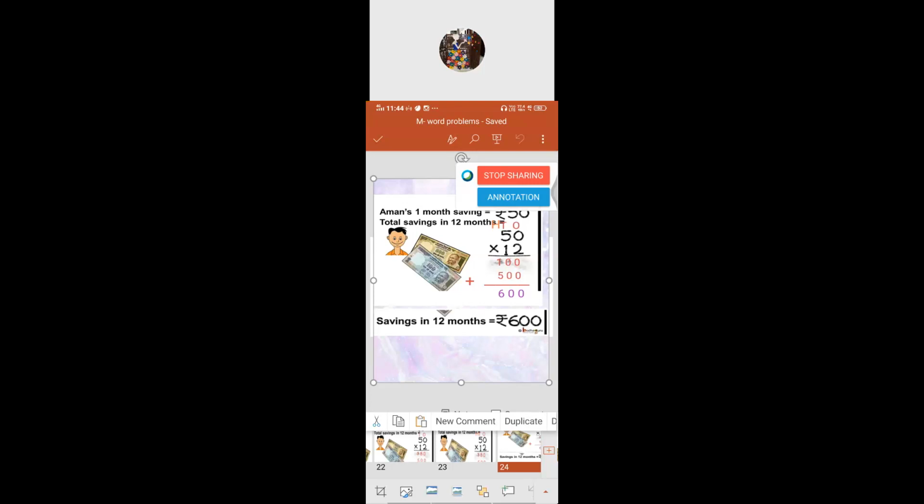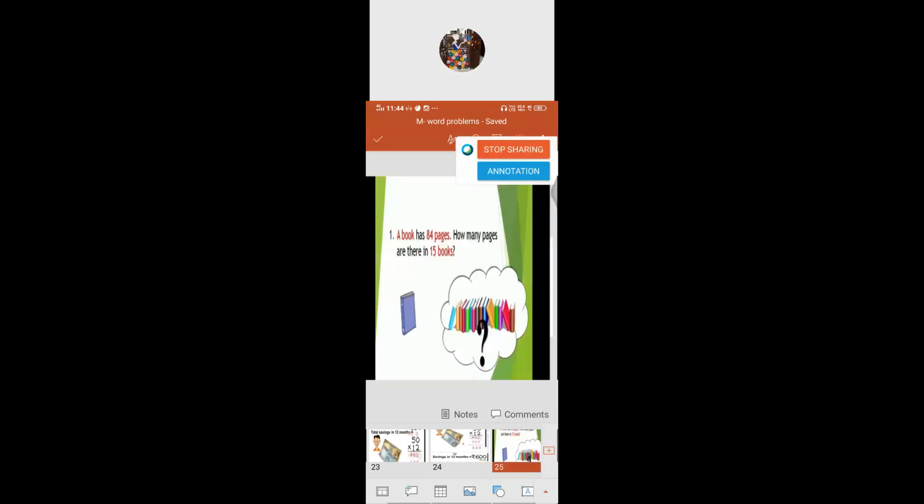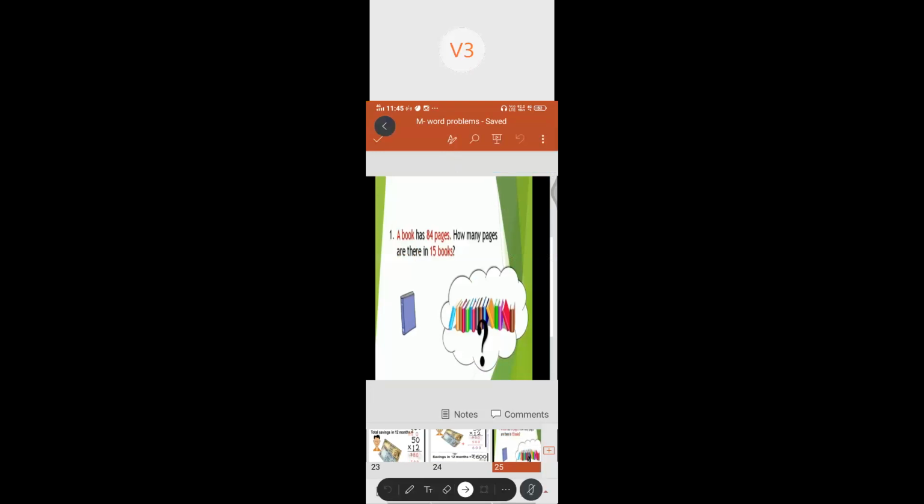Now we are going for the second one. Let's see another one. So they have given the statement there. I asked you to read it out now. First you have to read out the statement, more than twice. Your book has 84 pages. See that one? Your book has 84 pages. How many pages are there in 15 books? If you read that one, you can get what the subject is.